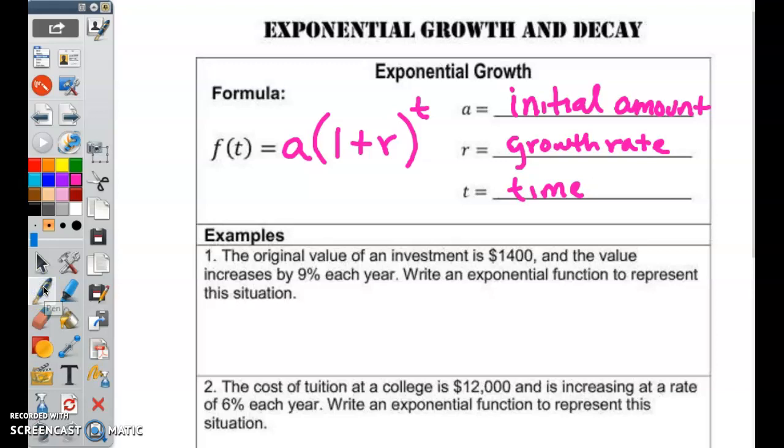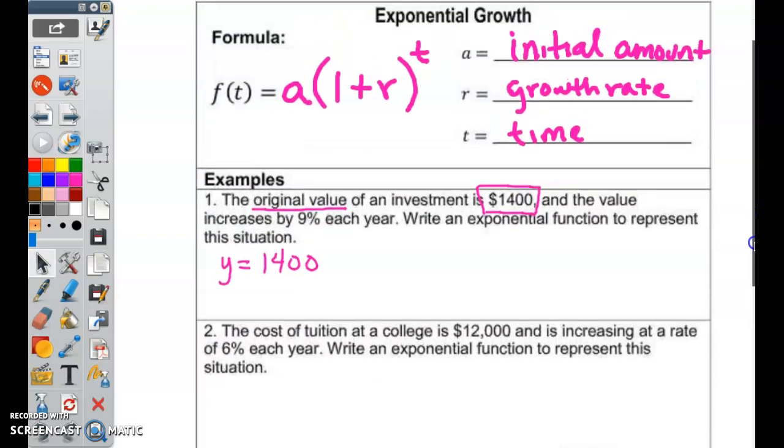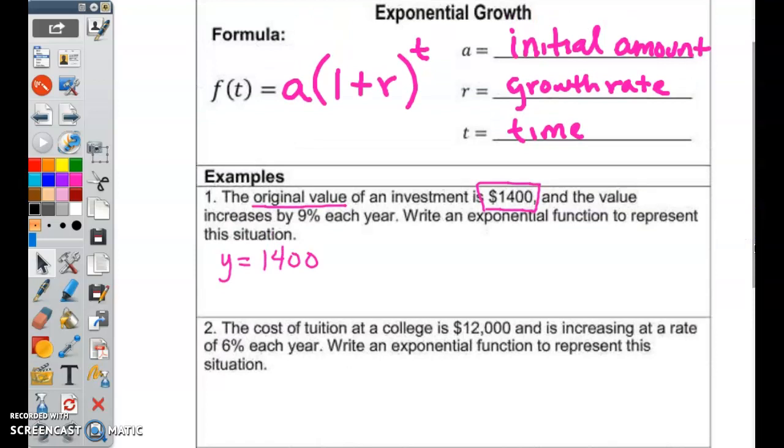Okay, so let's go ahead and start with example 1. It says the original value, so that's the starting value, is 1,400. So I already know that it's going to be, and we can use y equals 1,400. Okay, let me move it up a little. And then it says that it's going to be increasing by 9%. So how would I write that?